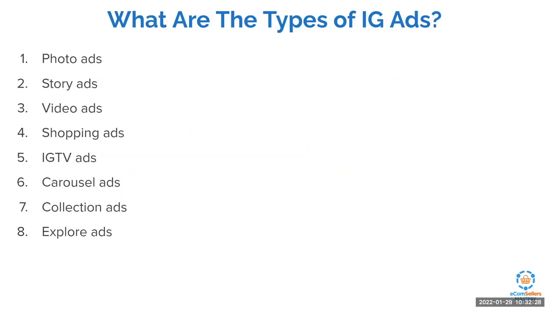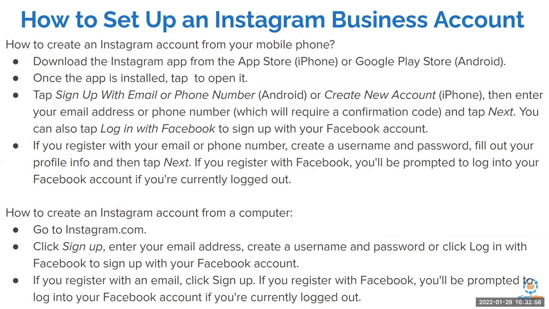Okay. So what types of ads can you put on Instagram? You can do photo ads, story ads, video ads, shopping ads, IGTV, Instagram TV, which is longer. It's not Instagram Reels. I think you can do Instagram Reels ads now too. Carousel ads, collection ads, and explore ads. These are all the types of ads that you can do on Instagram. There's a lot of them. And I think there's a 9th one, which is Reels ads at this point.